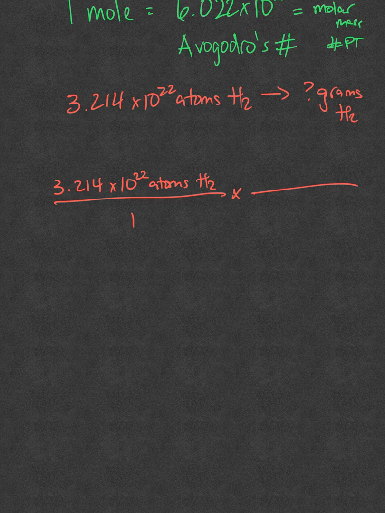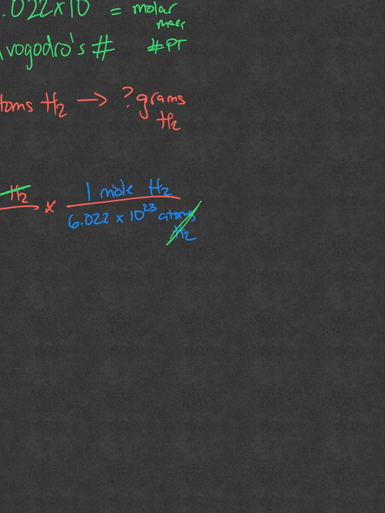So the first thing we're going to do, we're going to go ahead and convert this to moles. And so what do we know? Well, we know that for every 1 mole of a substance, we have, it's basically Avogadro's number, 6.022 times 10 to the 23rd atoms of H2. The reason why we could do this is because we're trying to get rid of this atoms of H2 here, so we need atoms of H2 here.